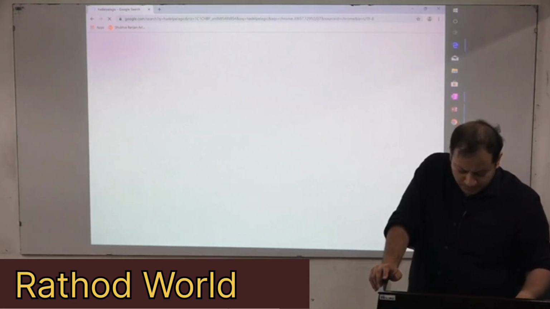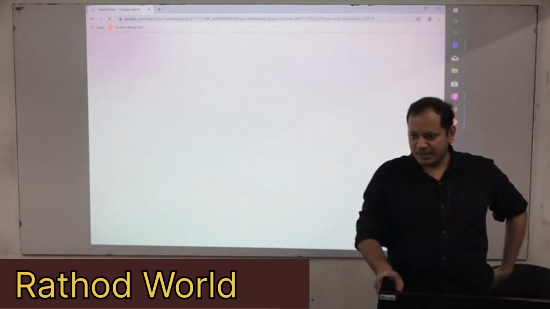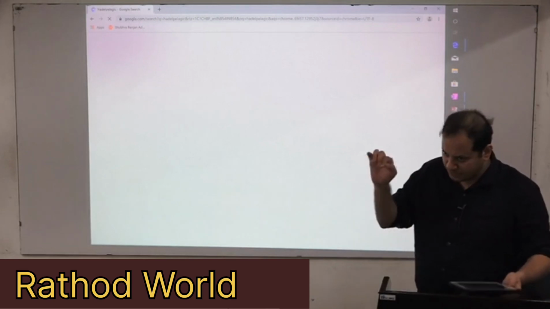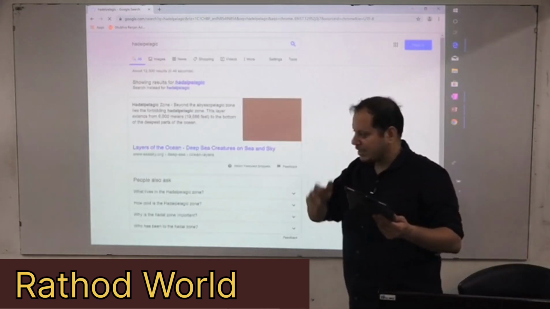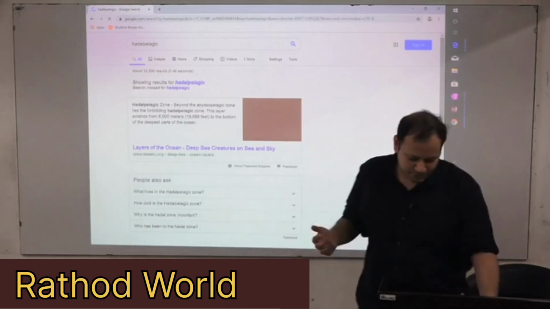The rat fish I have given, there is one more fish known as the angel fish, which lives only in the Japan trench, around the Mariana trench, and this is the angel fish, or I'll show you here.